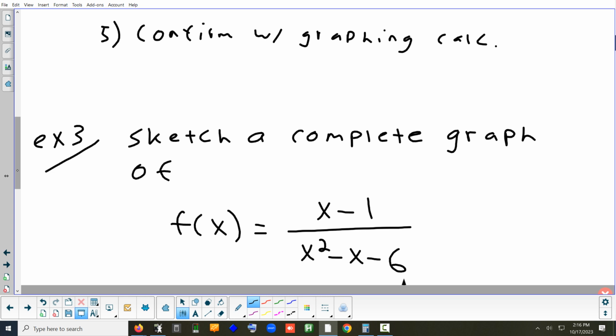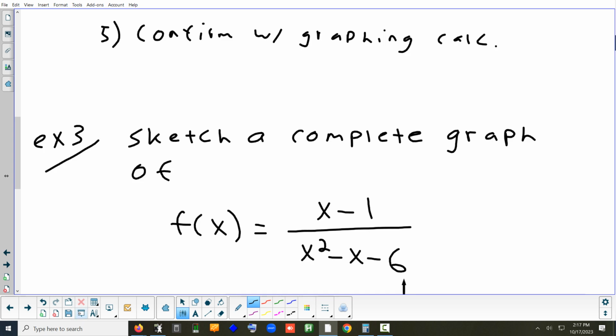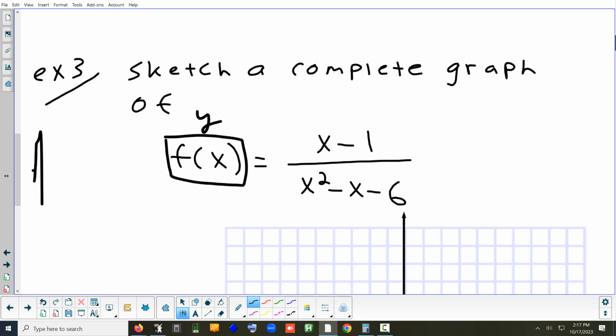Okay, so there's the one that we're going to do. It says to sketch a complete graph of x minus 1 over x squared minus x minus 6. Okay, let's start by seeing if we can find our intercepts. Now, f of x is just another name for what letter? Y. It's just another name for y. So if you like to write y equals, you can do that. Or just leave it as f of x. Fine. Let's start by finding the x-intercept.